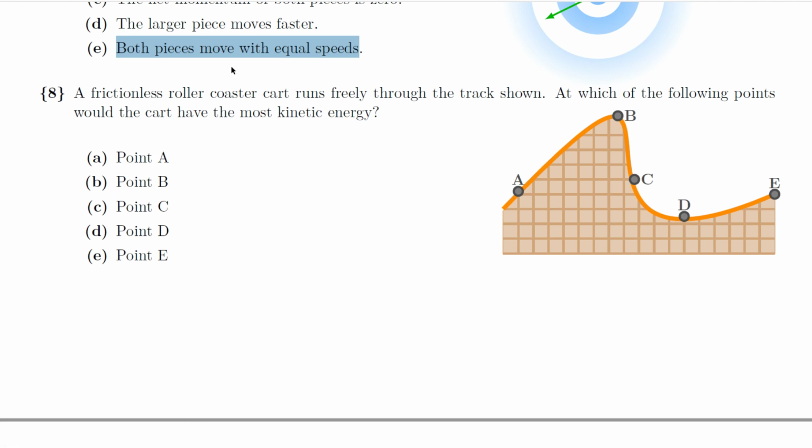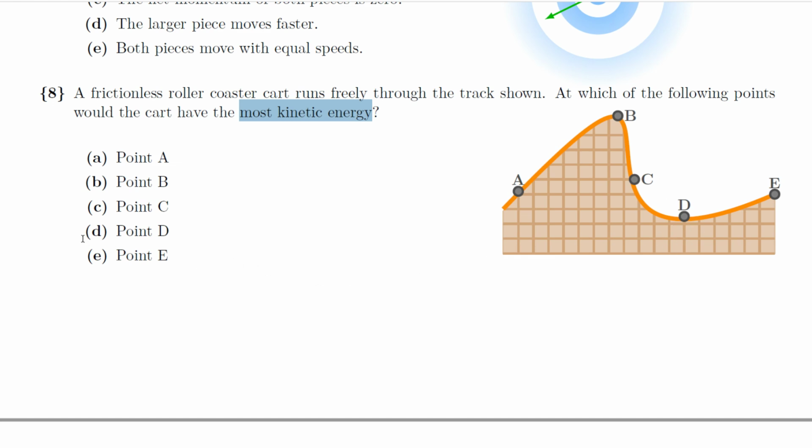So 8, a frictionless roller coaster cart runs freely through the track shown. So it starts over here on the left side, moves to point A, then to B, then to C, D, and E. At which of the points would the cart have the most kinetic energy? If you were doing a problem and I asked you to solve this problem out, you should already have an idea of which point should have the most kinetic energy, and hence what would be a reasonable answer when you calculate it. So just by looking at this picture, you can just say, oh, point D has to have the most kinetic energy.